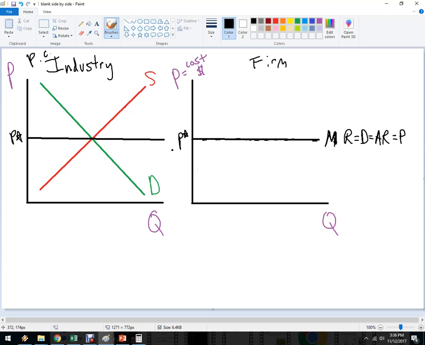And where do we get it from? We got it from the industry. So the firm can't do anything about it. All the firm can do is pay its costs.